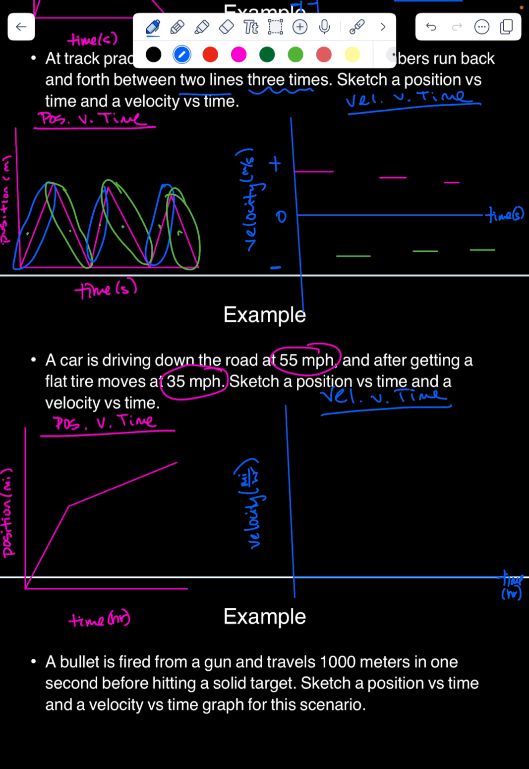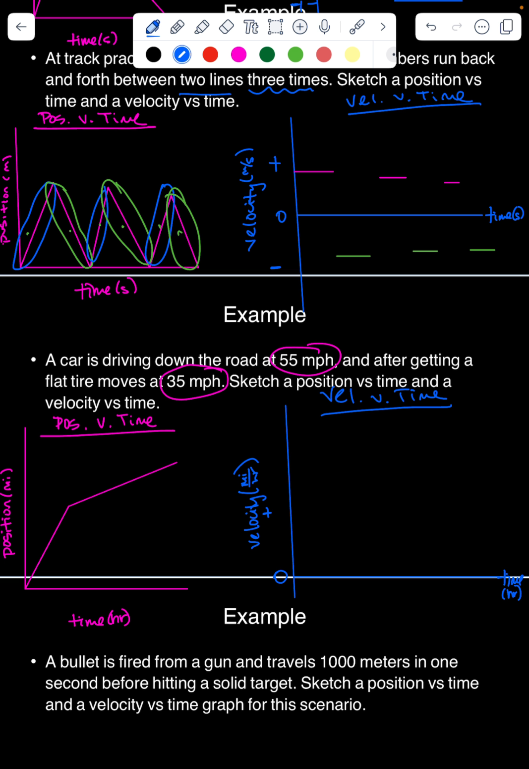They're going to be above zero. So our origin is zero. Everything above zero is a plus. All right, now I did give you our velocity, so we do need to write numbers on our scale for our y-axis. All right, we have 35 and 55.